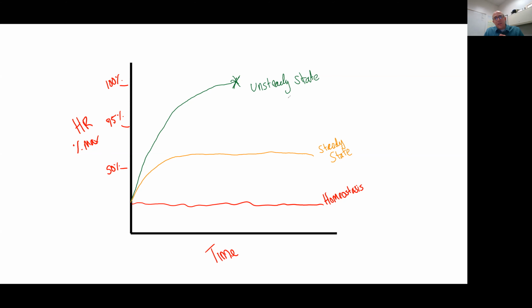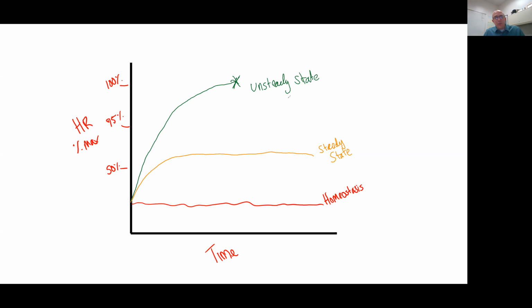But here's the catch. Unsteady state conditions, when you don't get that equilibrium, are some of the conditions that elicit the greatest adaptations. When the body is unable to meet the demand placed on it, it adapts. And that's exactly what unsteady state exercise is: a condition where the body is not capable of meeting the demand placed on it adequately.